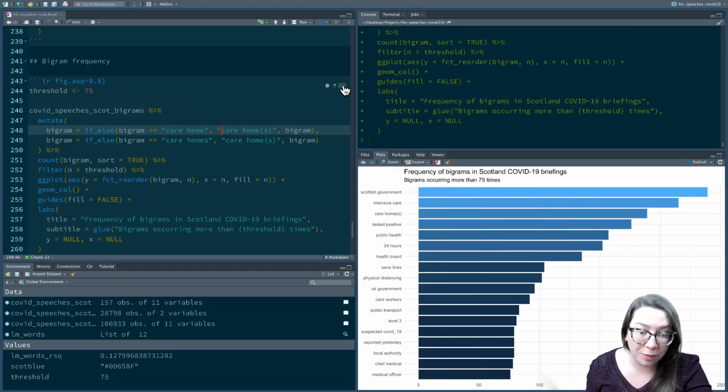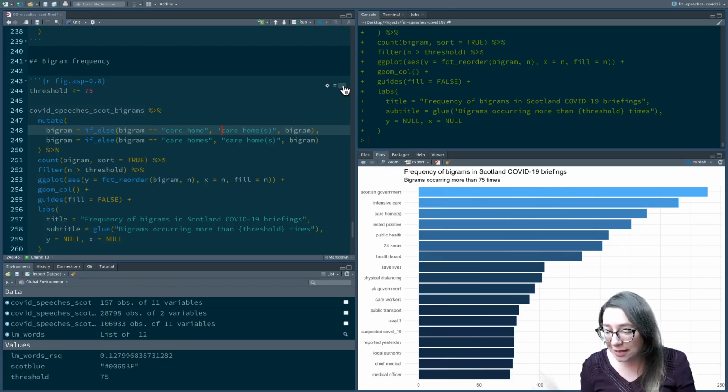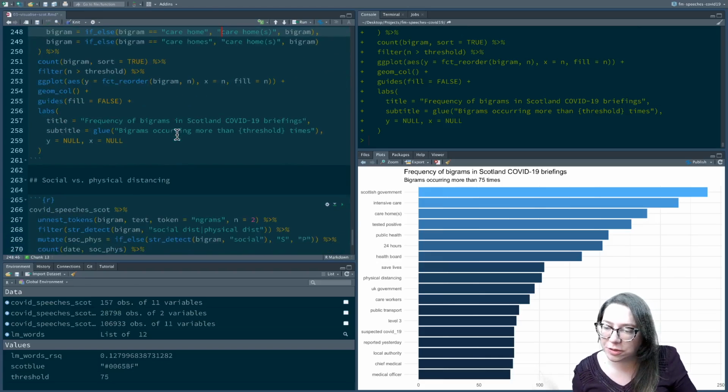I think "stay home and save lives" was something that was being said a lot early on. So that's probably what that's about, and talking a lot about care workers and public transport and so forth. So we're not going to assign sentiments to these bigrams, but it's useful to see which ones are occurring most regularly.